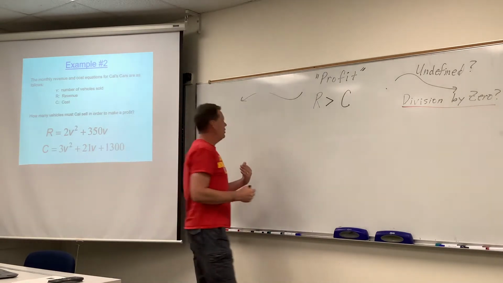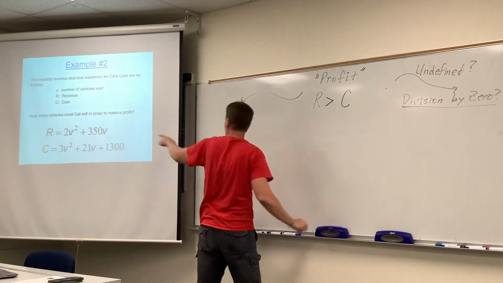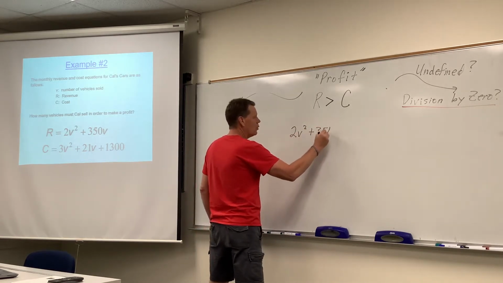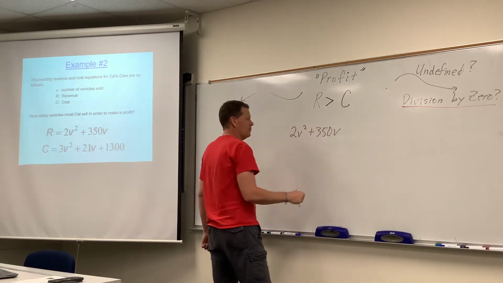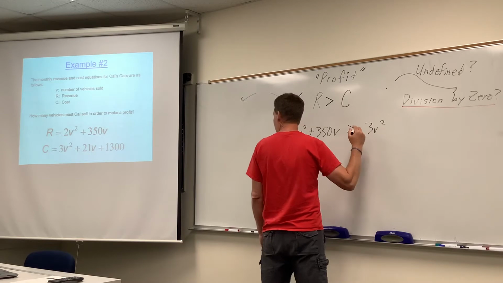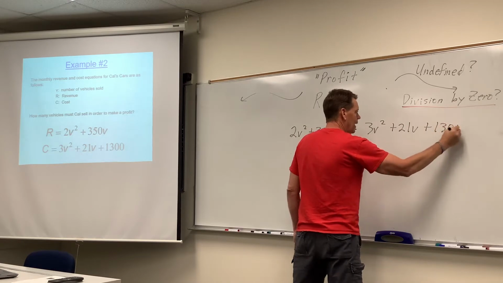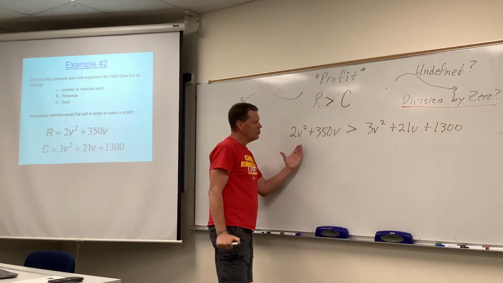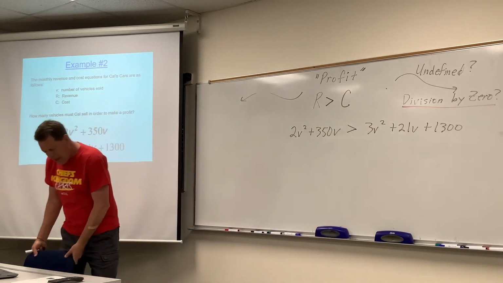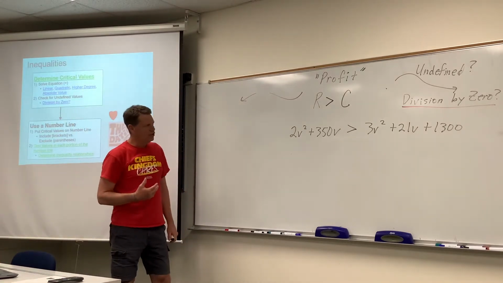So if you apply that general idea to this specific question, let's put the revenue expression over here on the left. They calculate their revenue based on how many vehicles they sell according to that expression. And we want that to be greater than the cost, which is given by that other expression, 3v squared plus 21v plus 1300. So what values of v give us the relationship where the revenue is greater than the cost? There you go, that's an inequality, and of course the desired outcome is greater. That's the relationship we want.